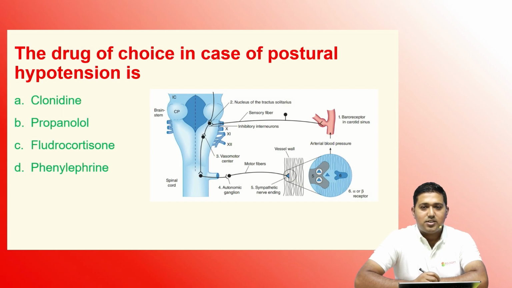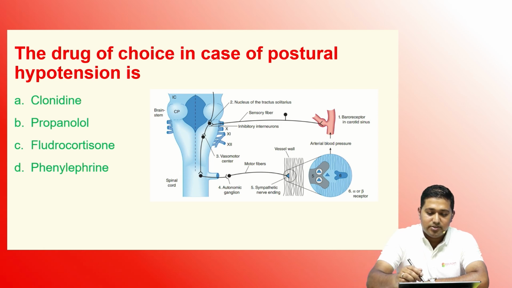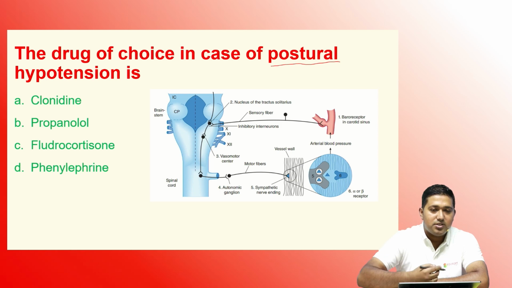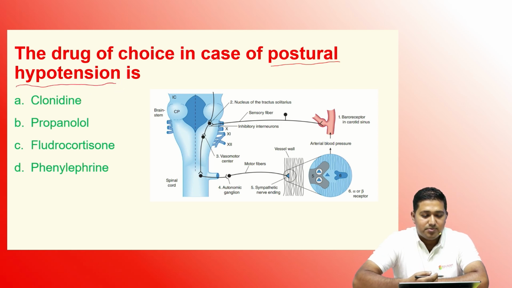Our second question is, the drug of choice in case of postural hypotension is: clonidine, propranolol, fludrocortisone, or phenylephrine. Let's first understand what postural hypotension is. It occurs when a person changes posture, from sitting to standing. In this scenario, there is a peripheral pooling of blood.